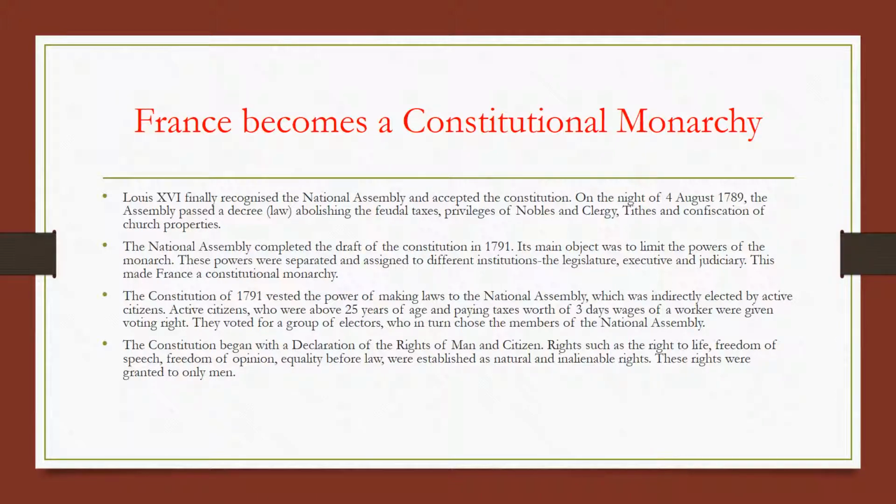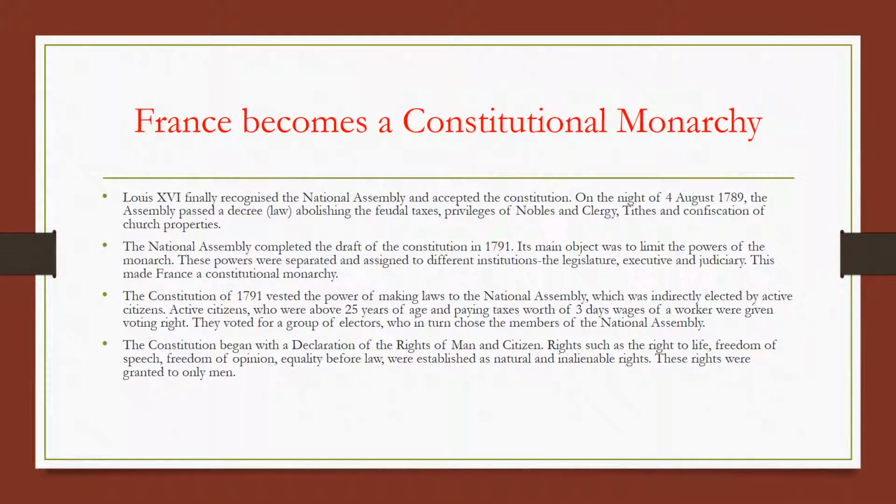The Constitution of 1791 vested the power of making laws in the National Assembly, which was indirectly elected by active citizens. Active citizens, who were above 25 years of age and paying taxes worth 3 days' wages of a worker, were given voting right. They voted for a group of electors, who in turn chose the members of the National Assembly.